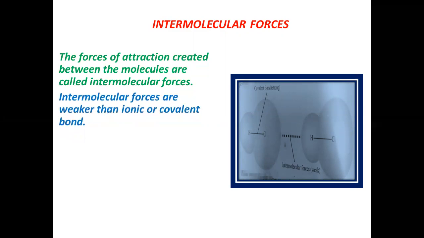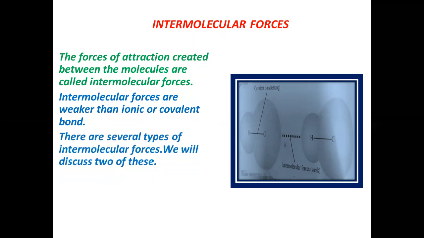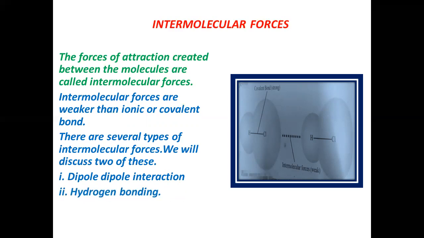Intermolecular forces are weaker than ionic or covalent bonds. The bonds are between atoms, and intermolecular forces are weaker forces of attraction between the molecules, while ionic or covalent bonds are between the atoms. There are several types of intermolecular forces, but in this grade we will discuss only two of these types. Those two types are, number one, dipole-dipole interaction or dipole-dipole forces, and second, hydrogen bonding.